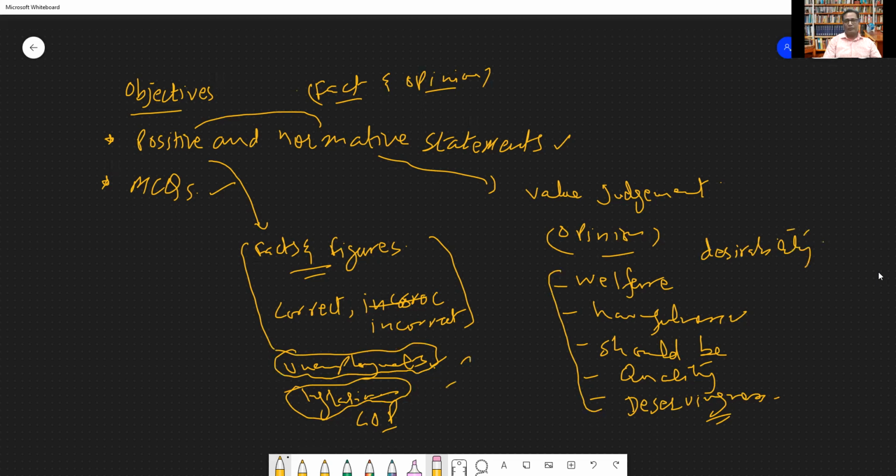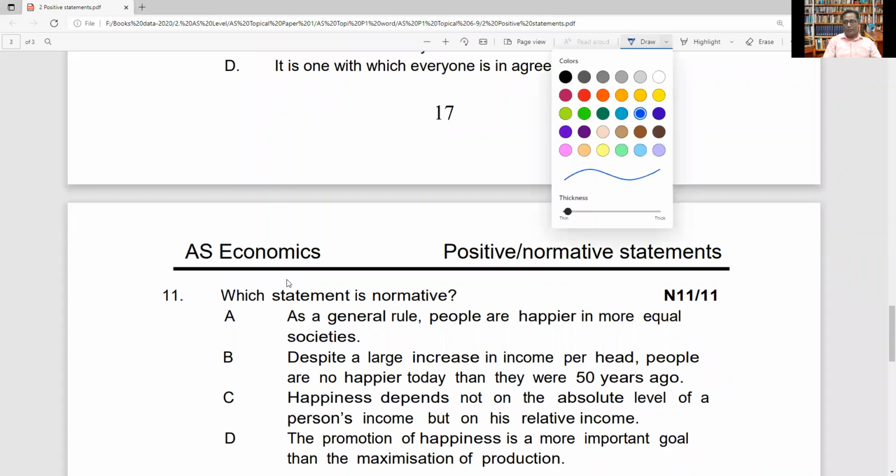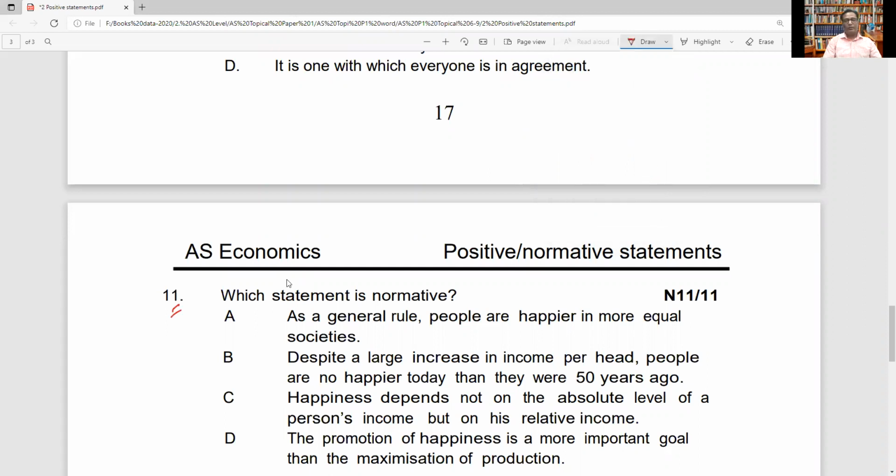Now we are moving to the relevant questions, that are the questions relevant to positive and normative statements asked by the examiner in past papers. Okay, so we can first discuss question number 11. You can stop the video and think about this question. Afterwards, you can play it and see what is the correct answer.